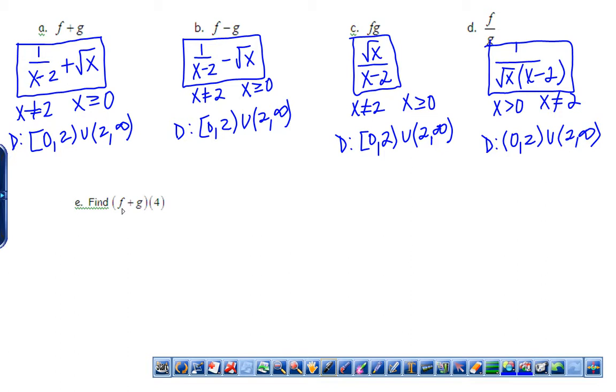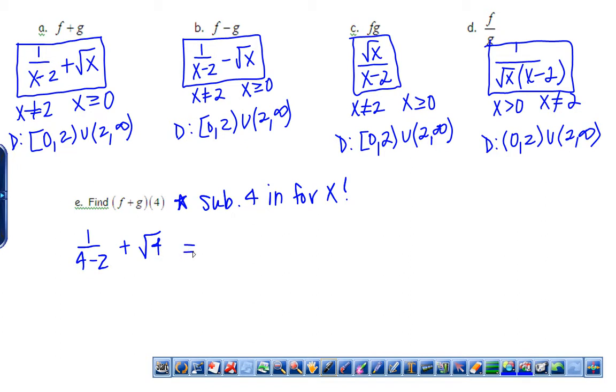But the most common mistake here is that everybody distributes a 4. When you have a 4 outside, this means that you're going to substitute the 4 in for x. So take your f function, which is 1 over x minus 2, and replace the 4 in for that. I'm going to add my g function, which is the square root of x, and I'm going to replace the 4 in for my x.